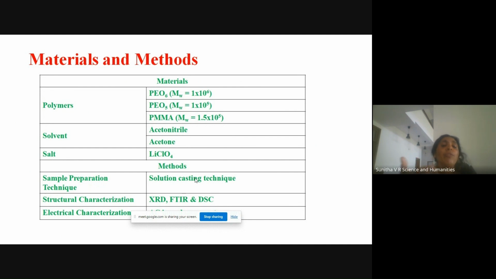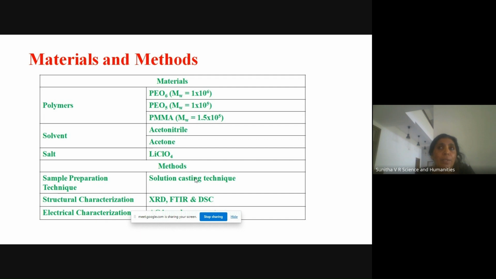So we have used two different kinds of PEO. One is the molecular weight 6, and the other one is molecular weight 10 to the power of 5. A very small fraction of PEO 5 and PMMA is used to blend with PEO. So every polymer has its own advantages and disadvantages. So what we have tried to do is mix these polymers and tailor the system to get a better polymer electrolyte.